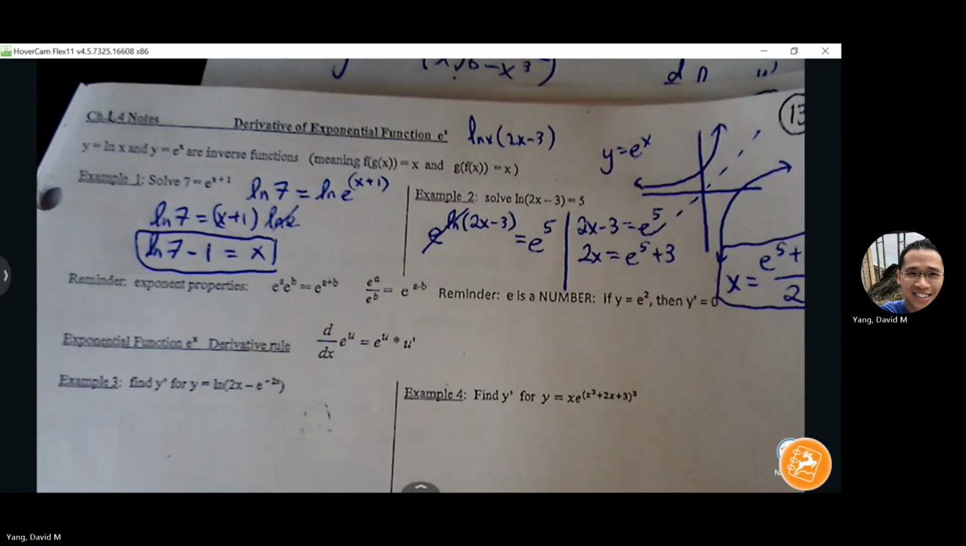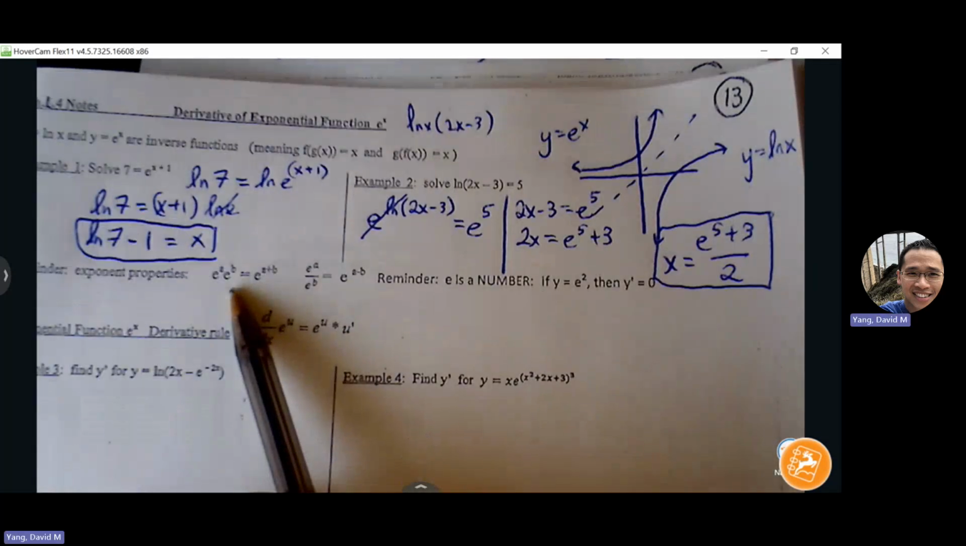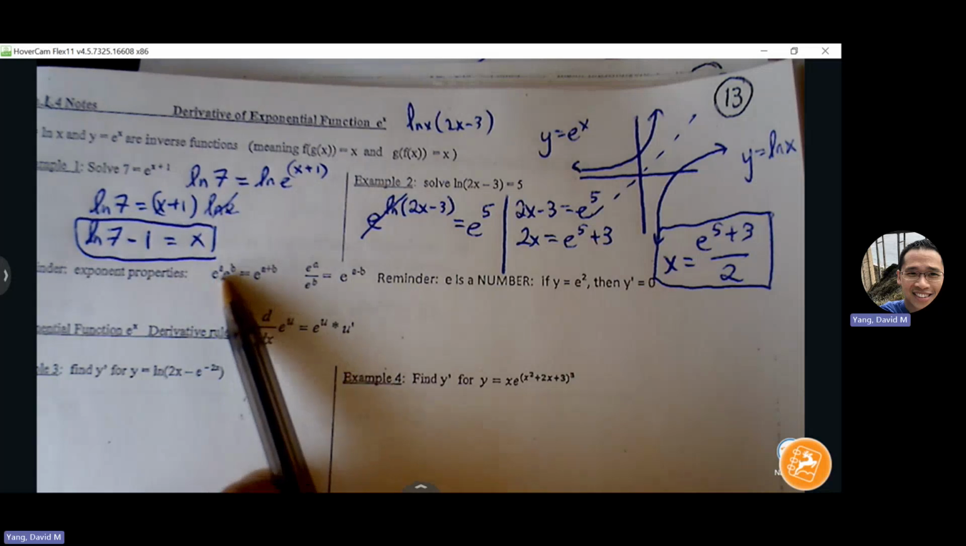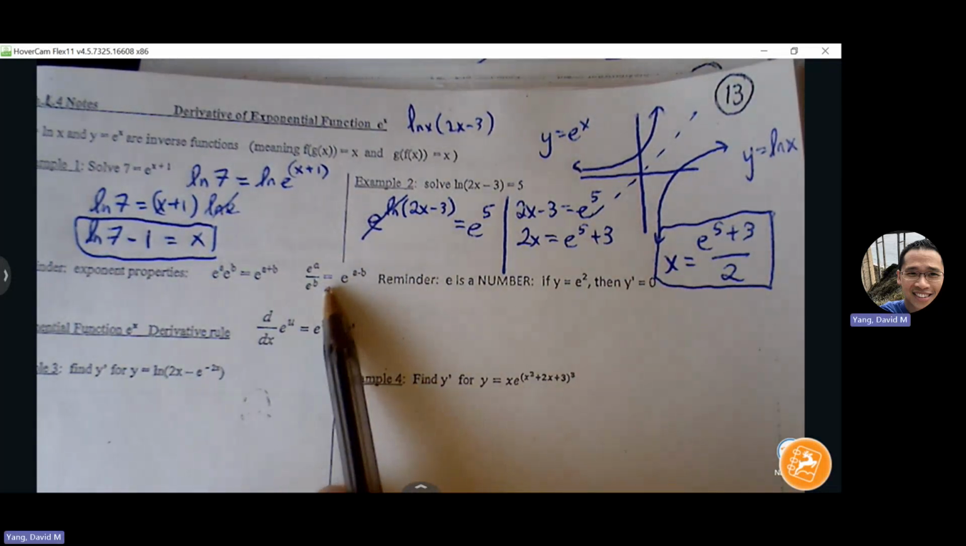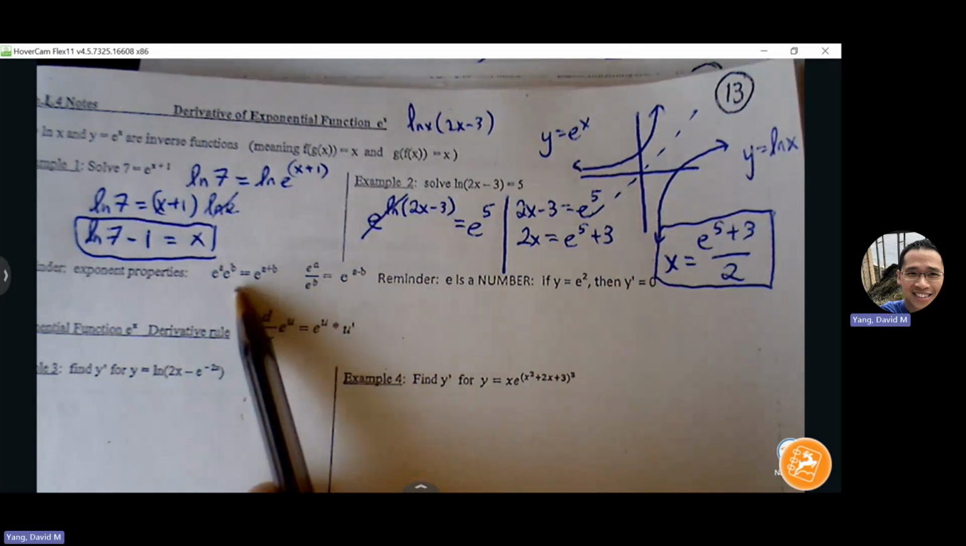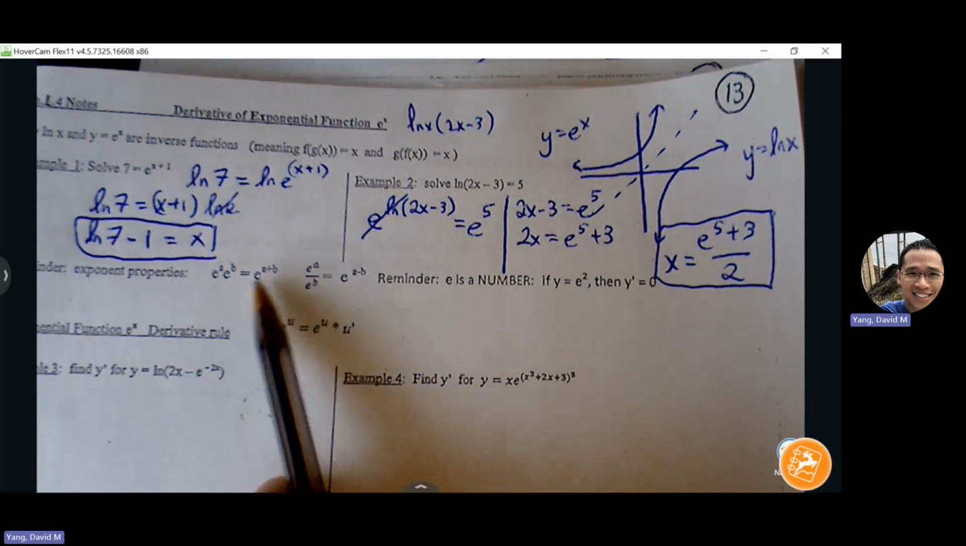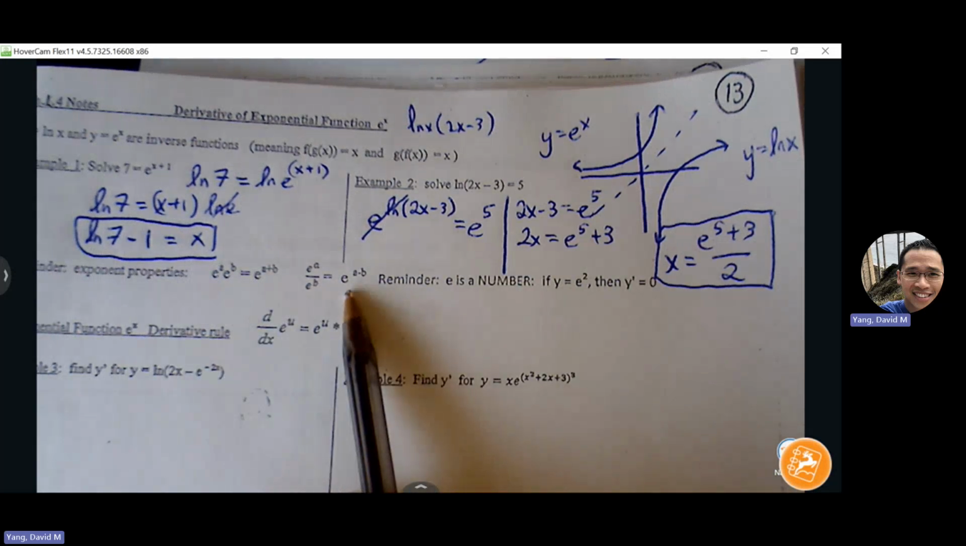Okay, a couple of exponent properties here. If I have e to the a times e to the b, I can clean that up to be e to the a plus b. And if I have e to the a divided by e to the b, I can make it e to the a minus b. So if I want to multiply bases, I add exponents. If I want to divide bases, I subtract exponents.